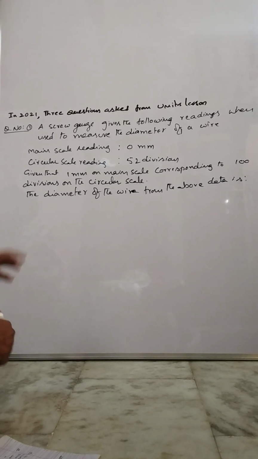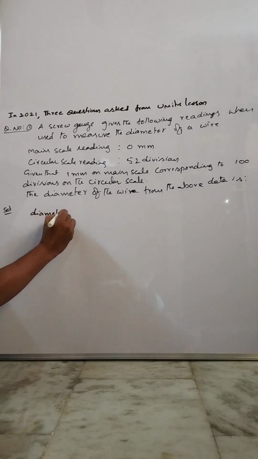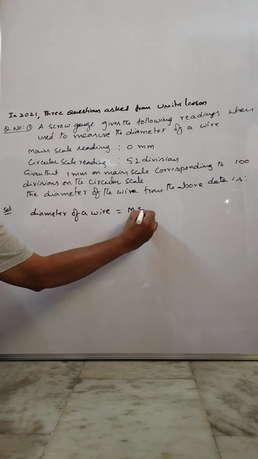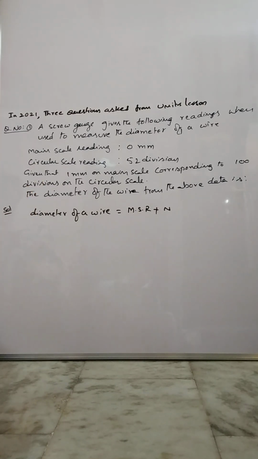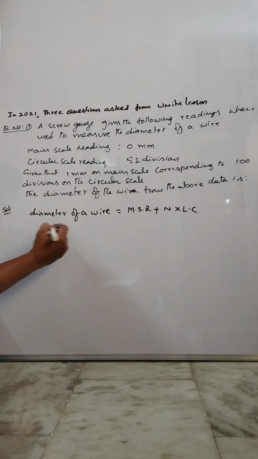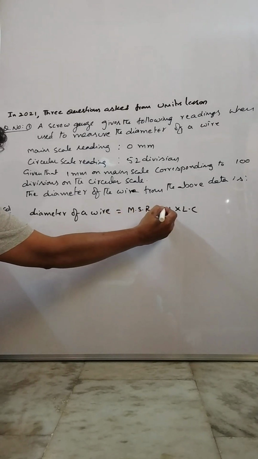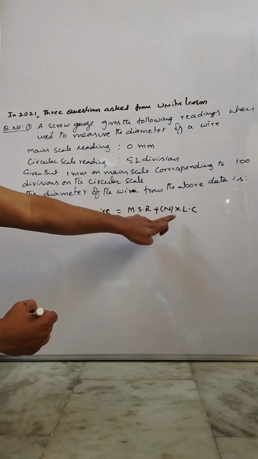So how to calculate? By using the screw gauge. What is the diameter of a wire? The diameter of a wire is equal to the main scale reading plus the number of coincidences in the circular scale into the least count of this screw gauge. To calculate the diameter of a wire, you must know the MSR, that is the main scale reading, plus the number of divisions on the circular scale coincidence into least count.